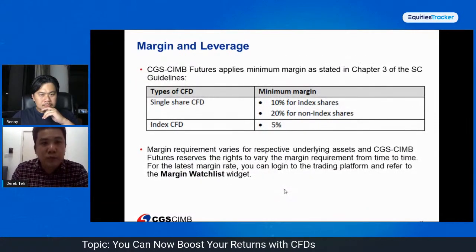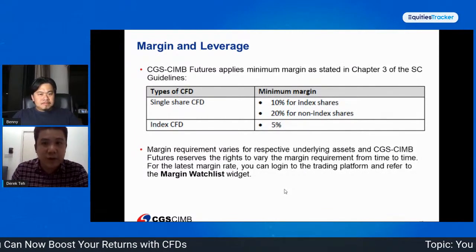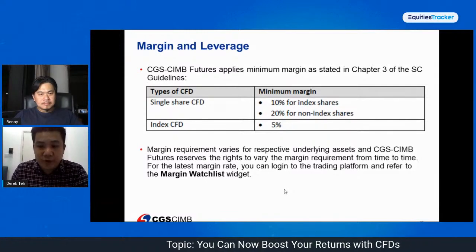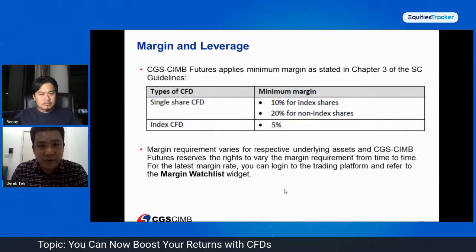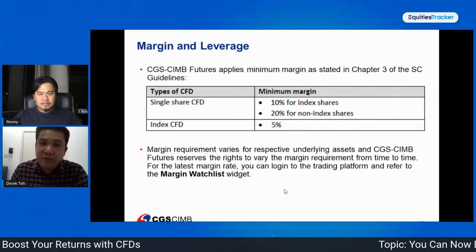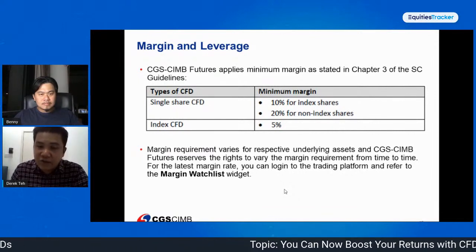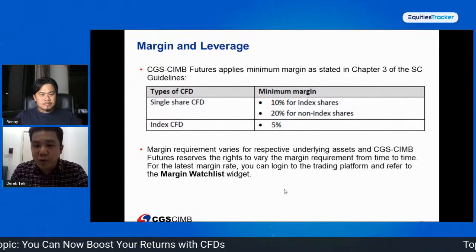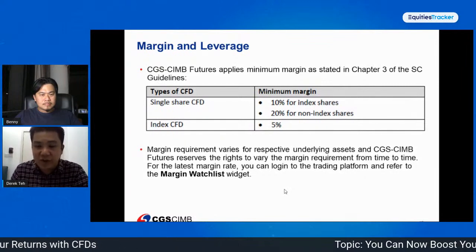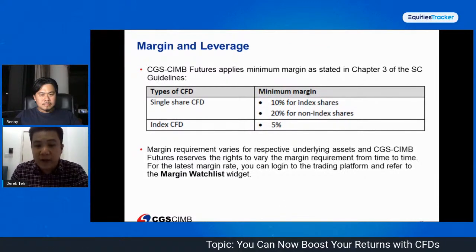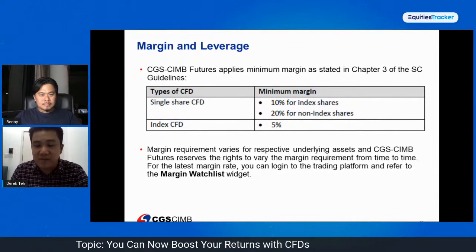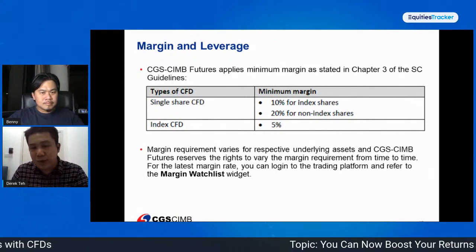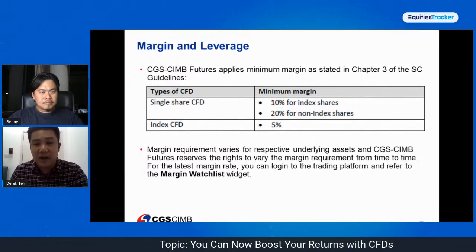So how do CGS-CIMB Futures calculate the margin? Actually, this one we follow strictly the guidance of Chapter 3 of the Security Commission guideline on CFD. If the single share CFD is on index shares, it will be 10% for the minimum margin. However, it will be 20% for non-index shares, while for cash index CFD it is only 5% minimum margin. That means if you calculate, this is about 20 times of leverage for index CFD.